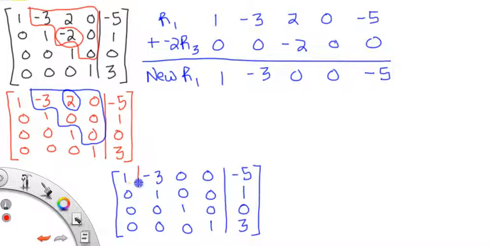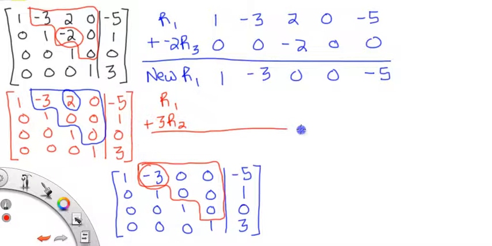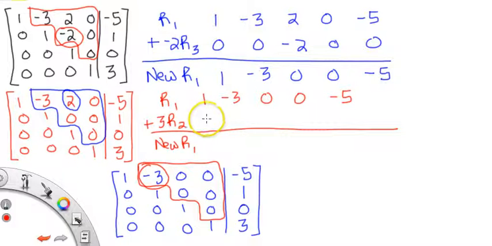Okay, let's look at our staircase again. We are almost finished. We just have one more number to get rid of, and that's this 3 right here. And our only row that we could use to do that would be row 2, since there are zeros in the other positions. So we're going to take row 2 and multiply it by a positive 3 to make those numbers cancel out. So we'll take row 1 and add it to 3 times row 2. And that will give us a new row 1. So we've got our original row 1 of 1, negative 3, 0, 0, and negative 5. And then 3 times row 2. And then we add straight down, 1, 0, 0, 0, negative 2.